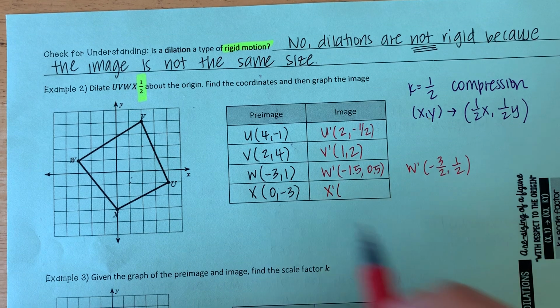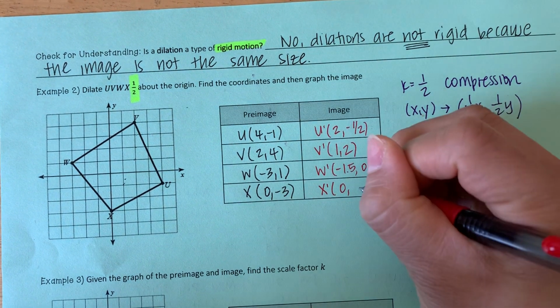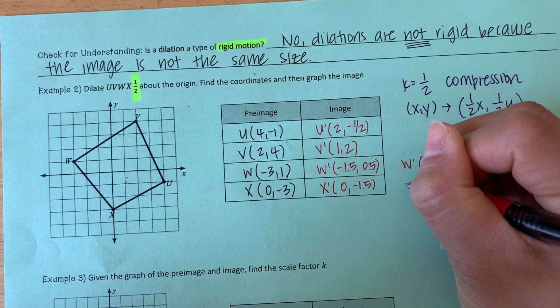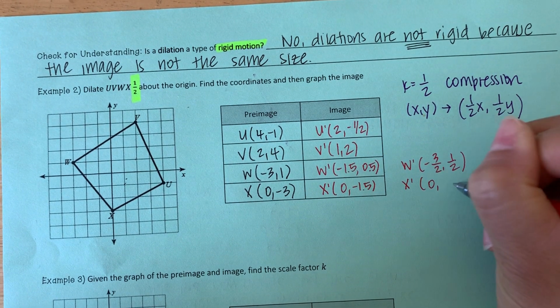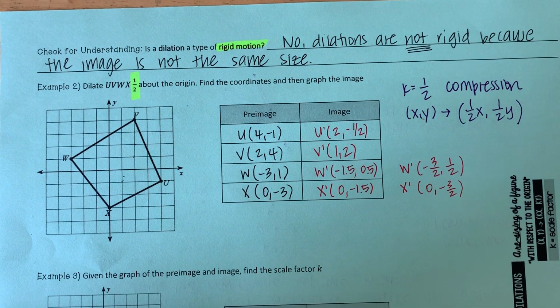X prime, 0 divided by 2 is 0. -3 divided by 2 is -1.5. Or if you want, you can do -3/2. It doesn't matter if you want to use decimals or fractions.